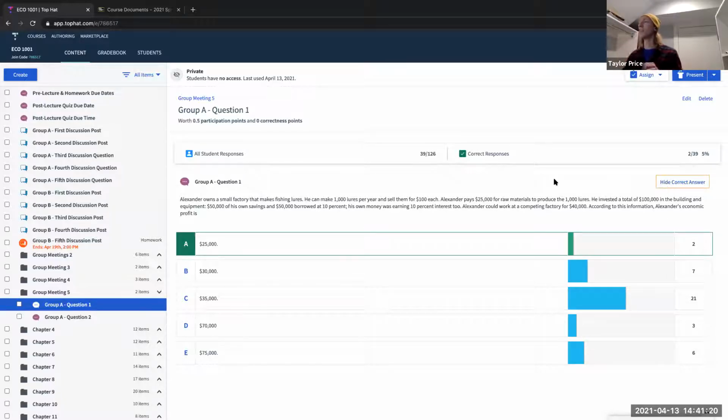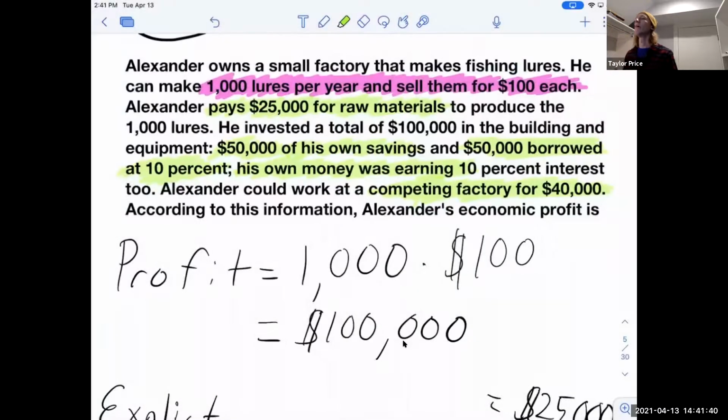Okay, good. So I'm glad we're going to go over this question. So the correct answer was $25,000. So let's take a look at why that was the case. Okay, so the first thing I did was I went through and just highlighted the important pieces. So the first thing you want to find is profit. So what are his profits?